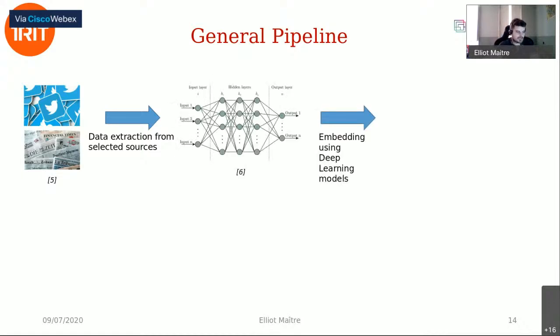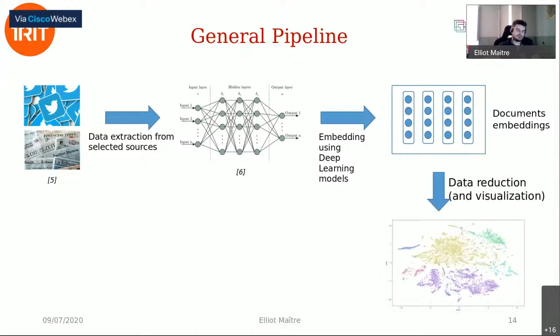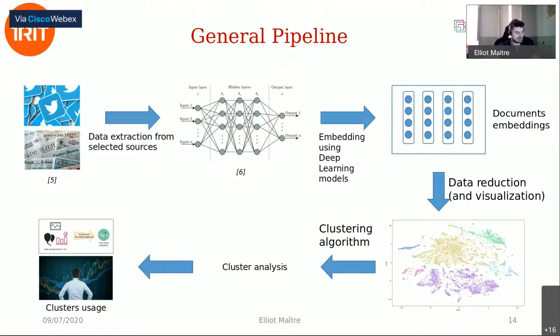Then we will use some deep learning models in order to embed the documents we have extracted from the data sources. We will have some document embeddings, and we make the assumption that similar documents will have a similar representation in the embedding space. So we will do some work on the data, like data reduction and visualization. And then we will use a clustering algorithm in order to determine the different clusters. We will analyze these clusters, and we will then give them to buyers or use them for step three I presented before. So I will focus on the cluster analysis in order to present what kind of clusters we will be working on.